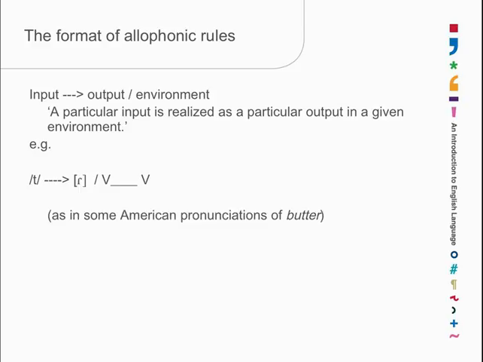How do we know that? Well, we know that rule exists because Americans pronounce butter, butter. Right? That's a T turning into the tap allophone between vowels.